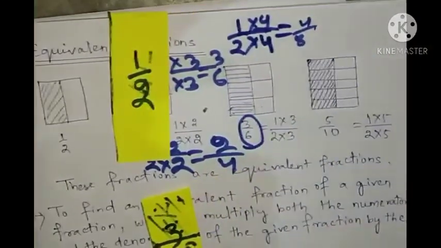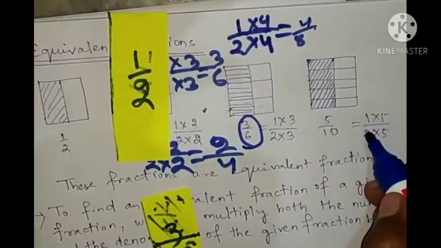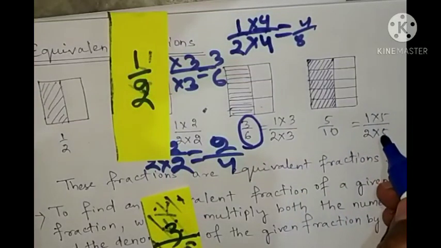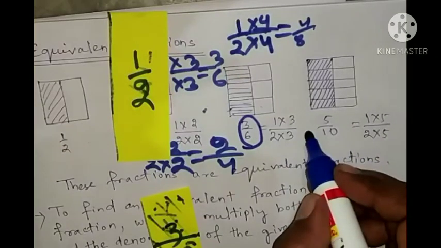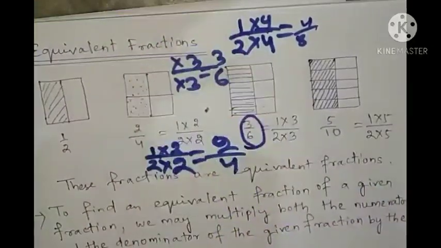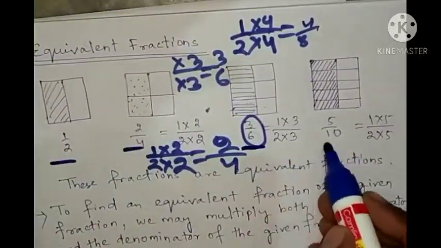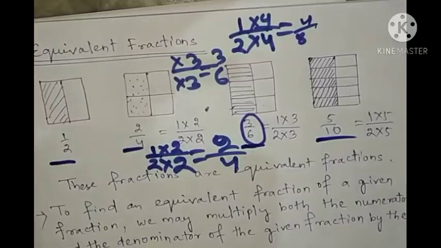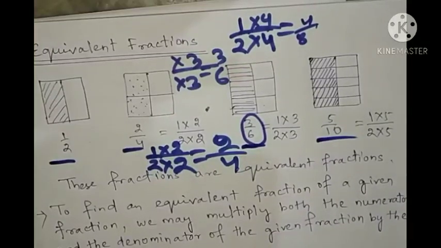Like that, here it is written 5 by 10. How will I get it? For 1 by 2, I multiply the numerator by 5 and the denominator also by 5. What am I getting? 5 by 10. So these are what? Equivalent fractions. Okay, so these fractions are equivalent fractions.